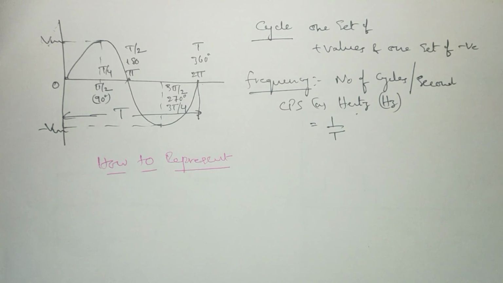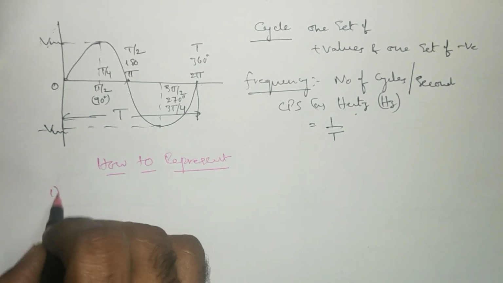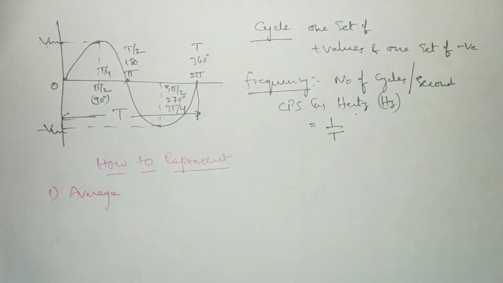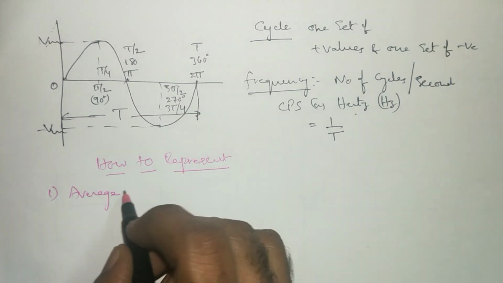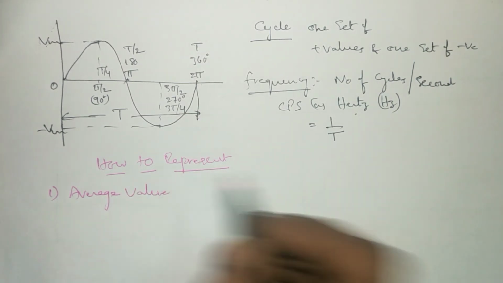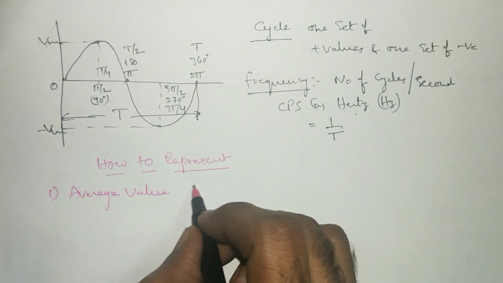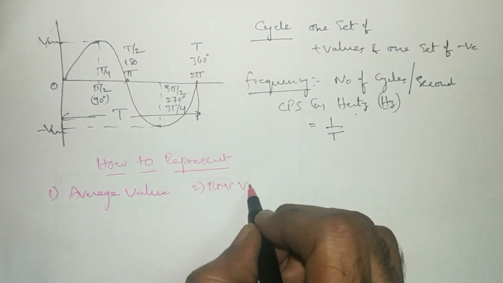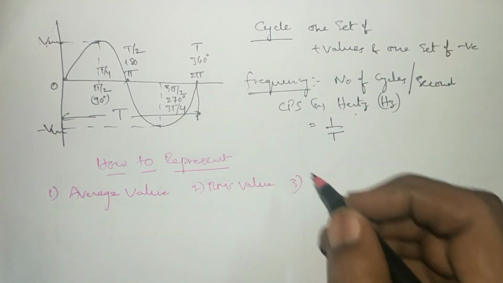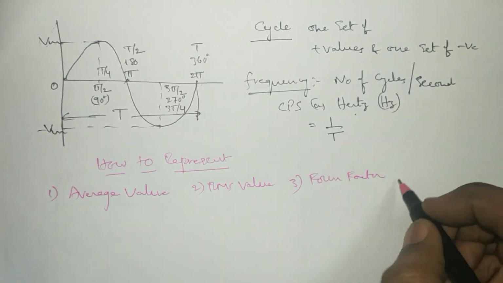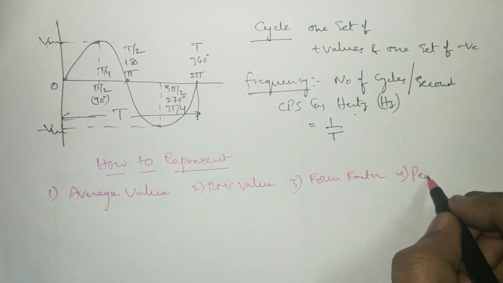That is the reason why we are going to introduce a few parameters, because no single value can be considered here, as we are going to have infinite values. These parameters are going to identify a given alternating waveform. The first one is going to be average value, the second one is going to be RMS value, the third one will be form factor, and similarly we are going to have the next one as peak factor.